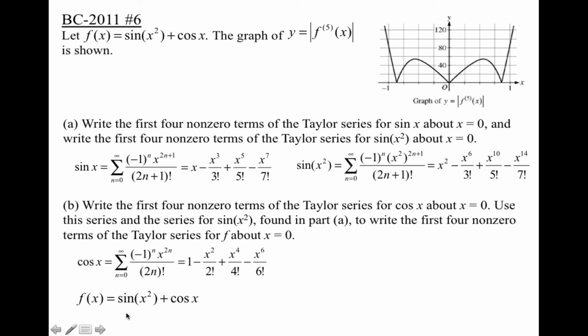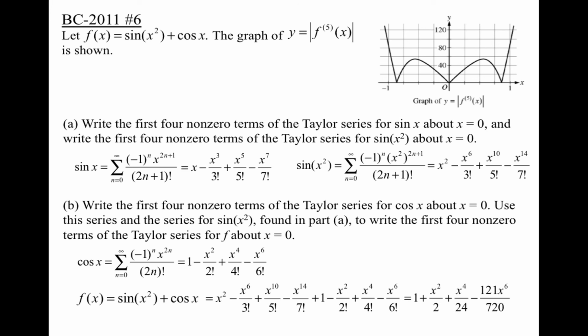So since I have sine x squared first, I'm going to go ahead and put those 4 terms for sine x squared in first, plus the 4 terms for cosine x, and I get the following. And then I can go ahead and combine like terms, and I'm only focused on the first 4 terms. So after I combine the 1 and then the x squared term, x fourth term, and x sixth term, I already have my 4 terms, so I don't need to worry about the x to the 10th or the x to the 14th.